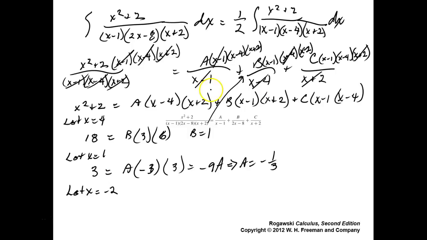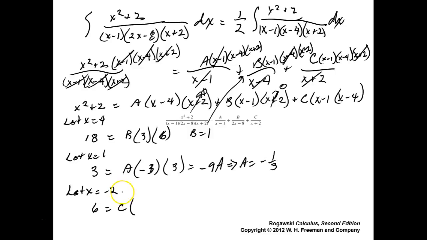x is equal to negative 2. This one goes to 0, and that one goes to 0. And we're left with what? Left-hand side becomes 6 is equal to c times... wait, I lost the parentheses there. c times negative 3, is that what you said? Times negative 6. Okay.